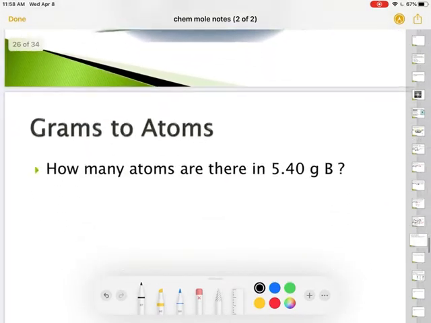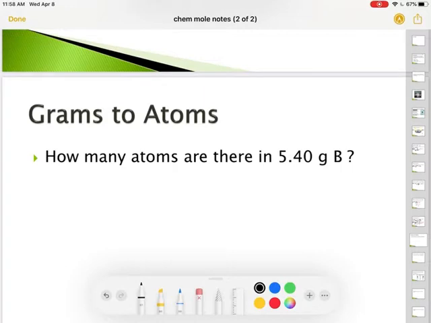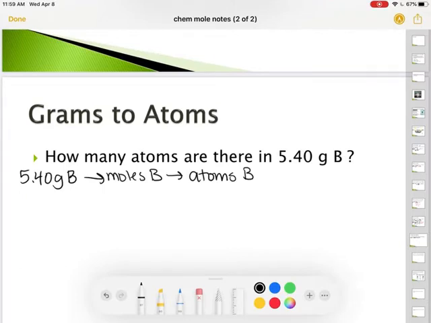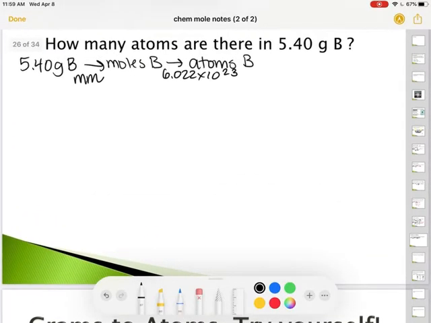Going the other way from grams to atoms, same kind of deal. If I have 5.40 grams of boron, I first have to go to moles of boron, then to atoms of boron. Okay, so I know my conversion factor between grams and moles is going to be my molar mass. And my conversion factor between moles and atoms is going to be the 6.022 times 10 to the 23 number. Okay, so let's do it. The molar mass of boron, by the way, is 10.81 grams.